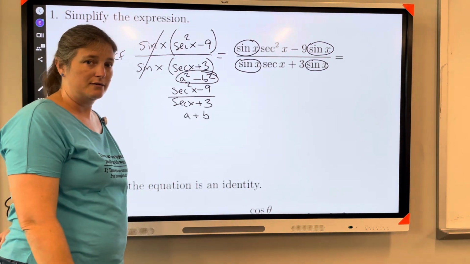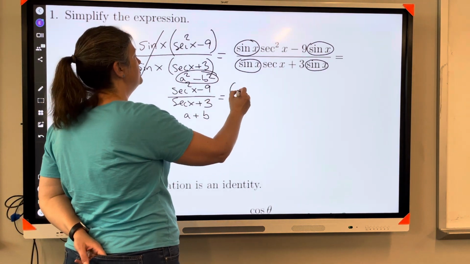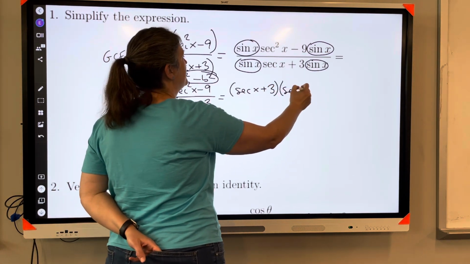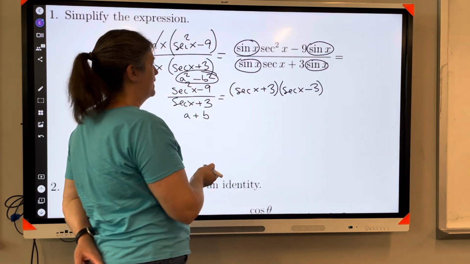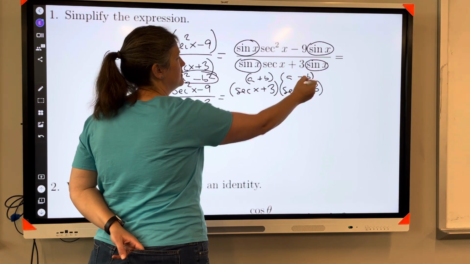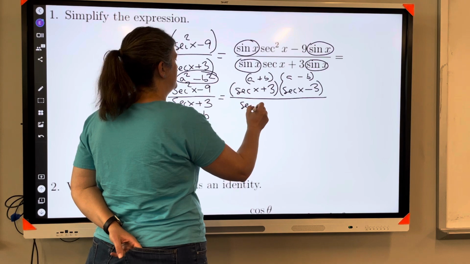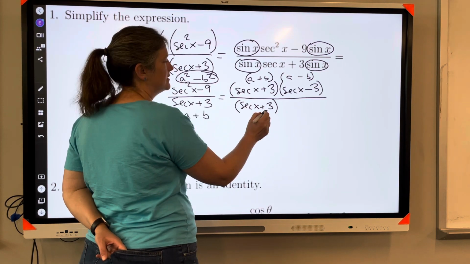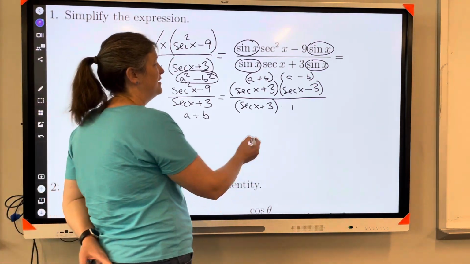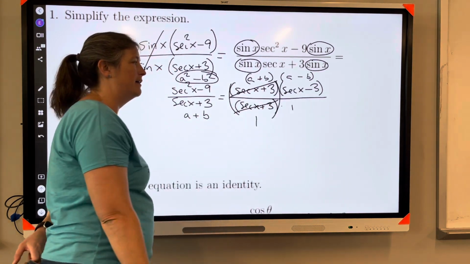hopefully I recognize the difference of squares. And I can factor this into secant of x plus 3 times secant of x minus 3. That's a plus b times a minus b. Then the bottom is just secant of x plus 3, and that's the only factor. Like, there's another factor of 1 there, right? But it goes away. That whole factor makes 1. This is worth 1 now.